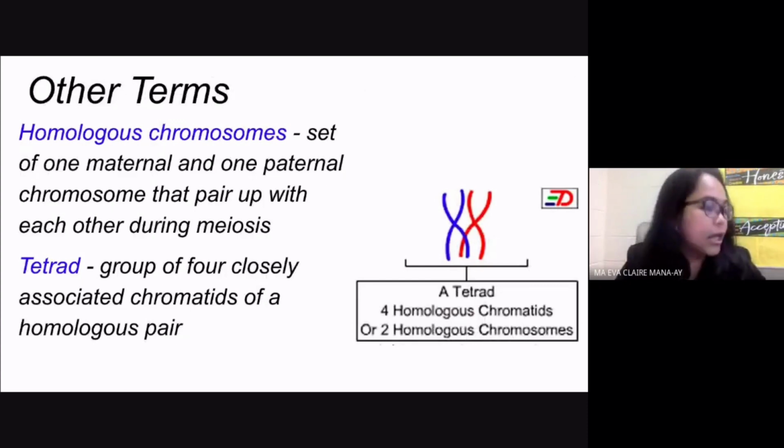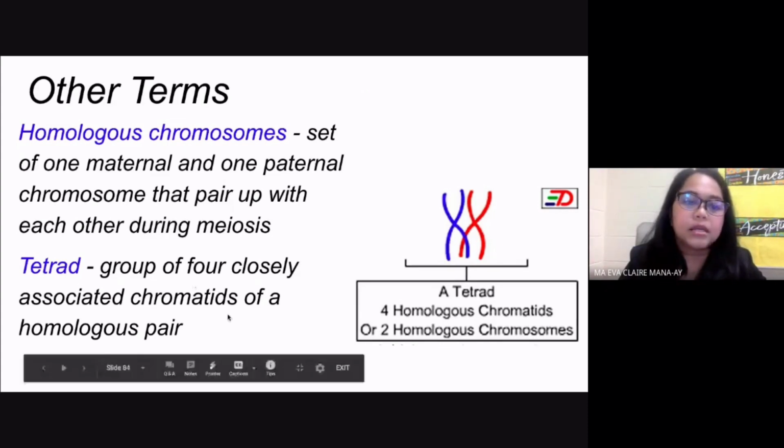Now, the other terms that we have here, the first term, would be homologous chromosomes. These are some of the terms that you are going to see in our discussion of meiosis later. Now, when you say homologous chromosomes, this is a set of one maternal and one paternal chromosome that pair up with each other during meiosis. You also have the term tetrad. This is a group of 4 closely associated chromatids of a homologous pair.